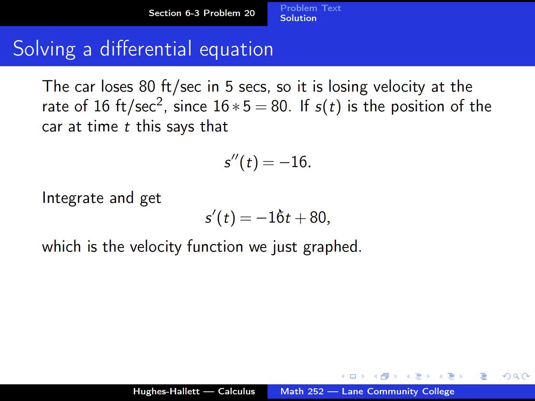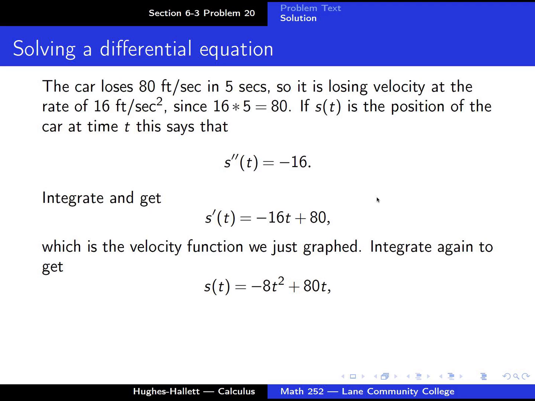Okay, so once we know that the second derivative is negative 16, we integrate that to get the first derivative, s prime of t, which has got to be negative 16 times t plus a constant. But we know that constant has to be 80, the initial velocity, because s prime at 0 has to be 80. S prime of t is the velocity function we just graphed. So there's the line we just drew a picture of. And now we can integrate again to get the position function. We have s of t is negative 8t squared plus 80t.